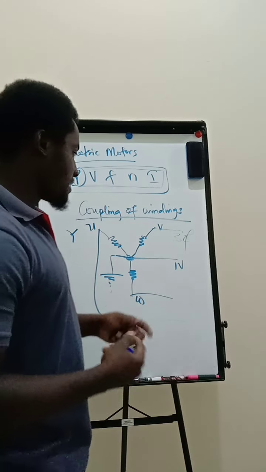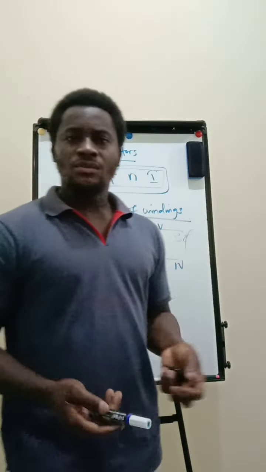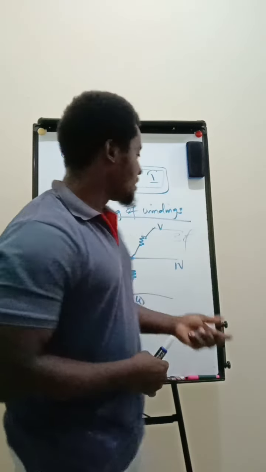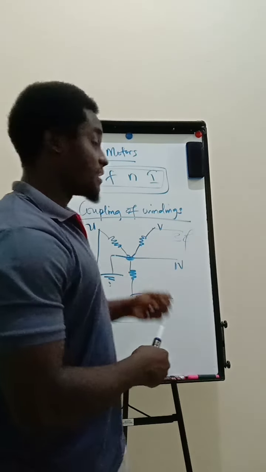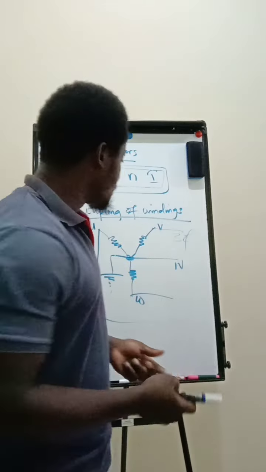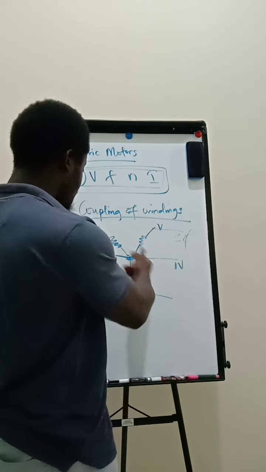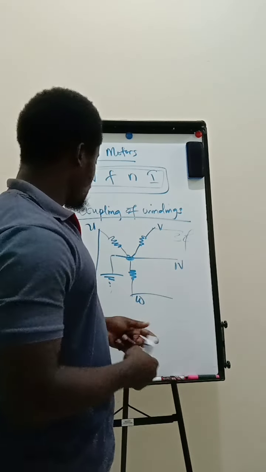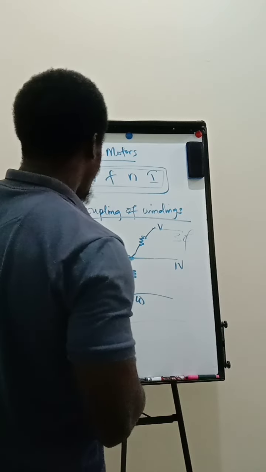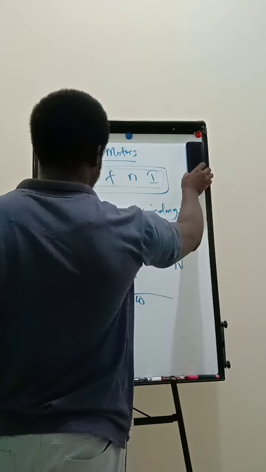How do we identify this electric motor? Sometimes electric motors will come without any labeling to identify the different windings. So what we have to do is make sure that we identify the different windings, then we'll be able to configure or to couple these windings either in star or in delta.